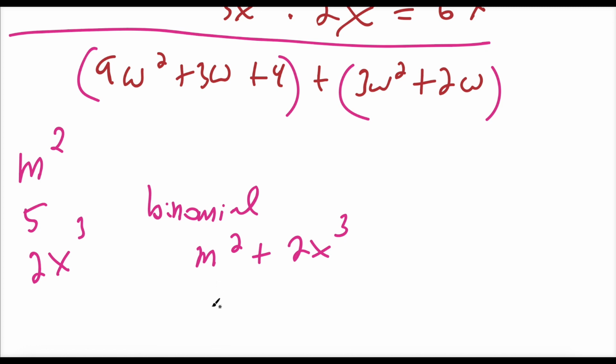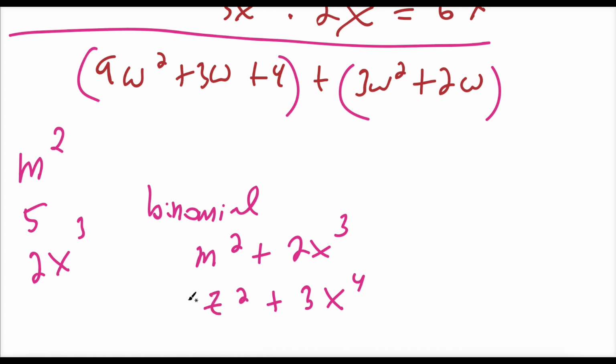M squared plus 3x to the fourth power. Yep, that's a binomial. I can make this a z if I want. That's a binomial. What would a trinomial be?